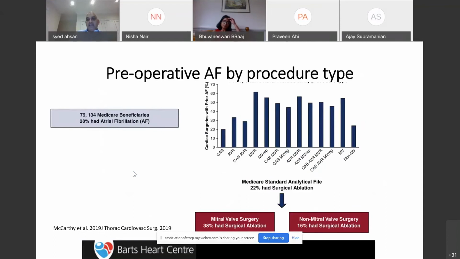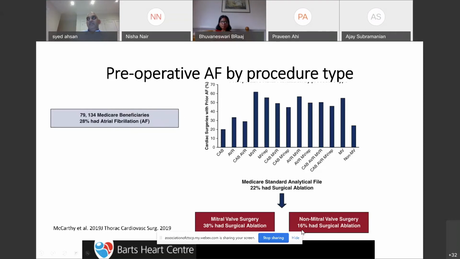What about surgical AF ablation and concomitant surgical AF ablation? This study looked at 79,000 Medicare beneficiaries in the States, and 28% of these had atrial fibrillation. As we would expect, patients undergoing mitral valve replacement or repair have the highest incidence of concomitant AF. But only 22% of these patients had surgical ablation. Those undergoing mitral valve surgery, only 38%, and non-mitral valve surgery, 16%.